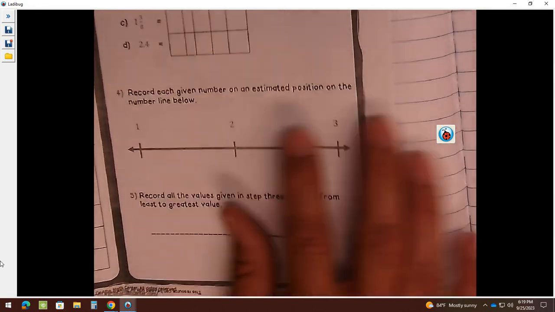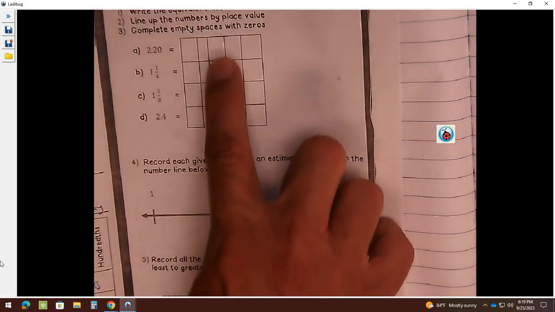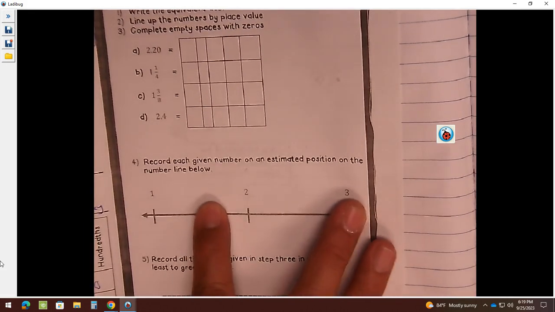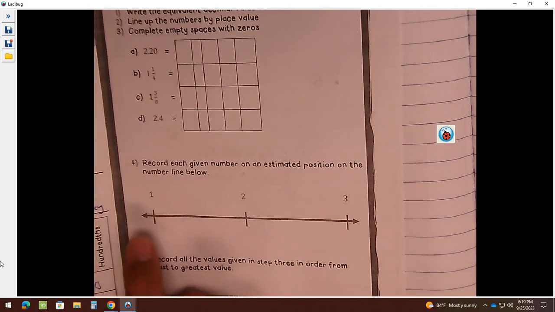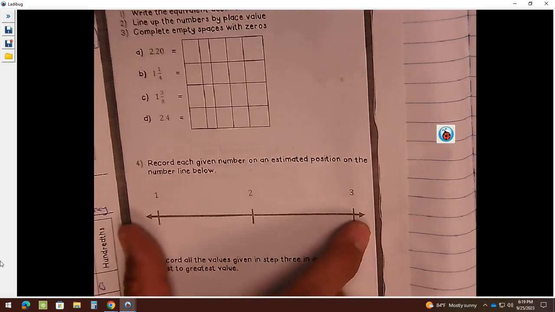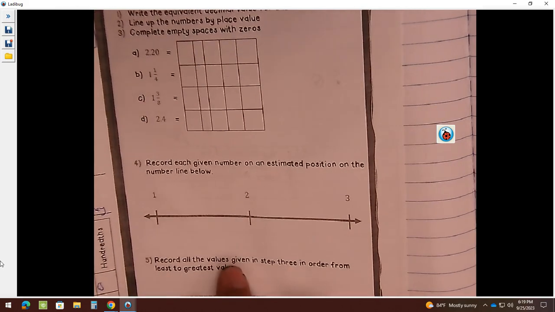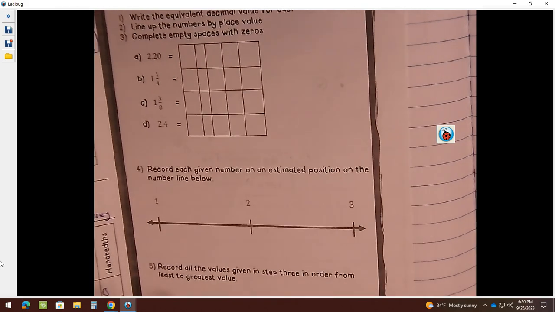Now, the one that you're going to do at home is this one. Again, change them to decimals, put them in a number line, and then they want you to go from least to greatest. So make sure that you darken your inequality symbols, greater than, less than, on both sides of the number line, and then you should be able to figure out what's least to greatest.